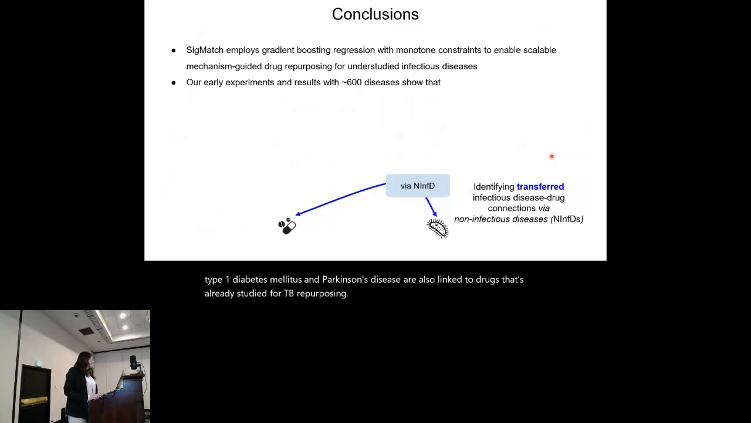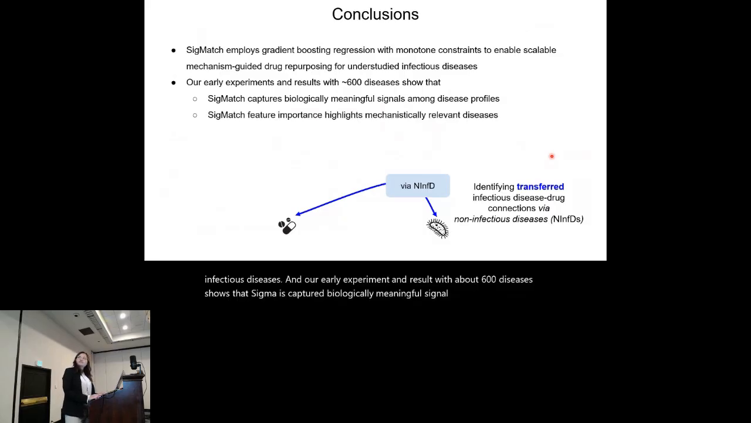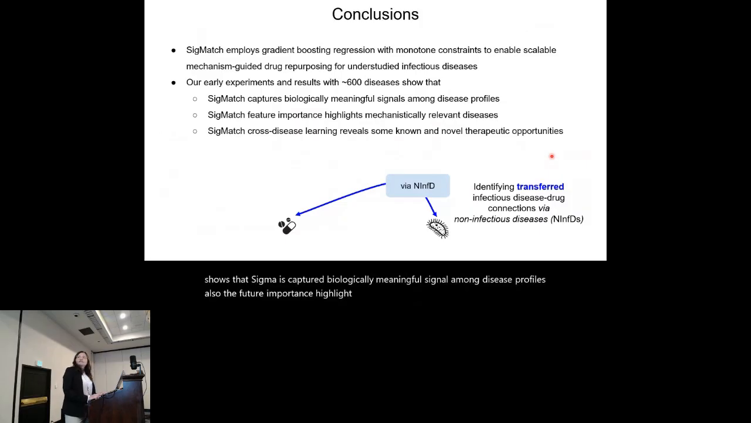In conclusion, SigMatch employs gradient boosting regression with monotone constraints to enable scalable, mechanism-guided drug repurposing for understudied infectious diseases. Our early experiments and results with about 600 diseases show that SigMatch captures biologically meaningful signal among disease profiles. Also, the feature importance highlights mechanistically relevant diseases, and the cross-disease learning reveals some known and novel therapeutic opportunities.